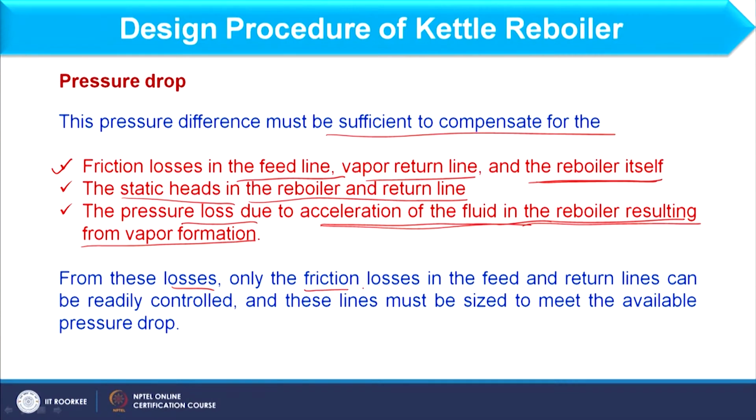From these losses, only the friction losses in the feed and return lines can be readily controlled. These lines must be sized to meet the available pressure drop. Fine. So in this way we have to consider pressure drop in different parts of the kettle reboiler.